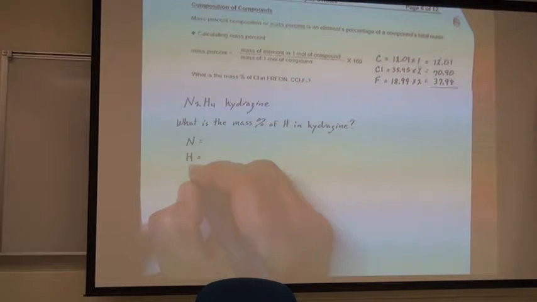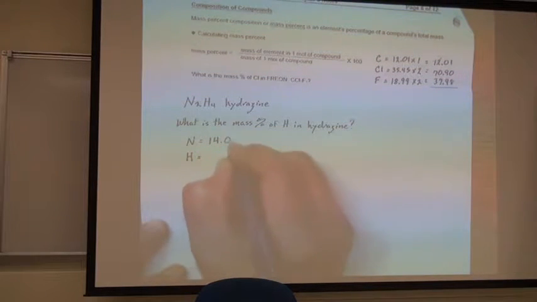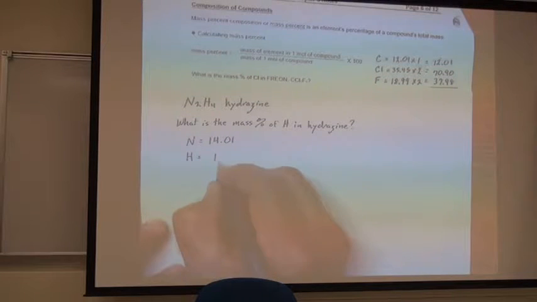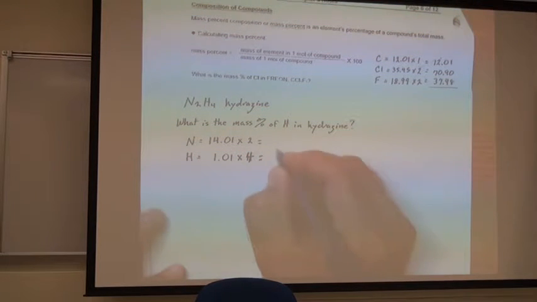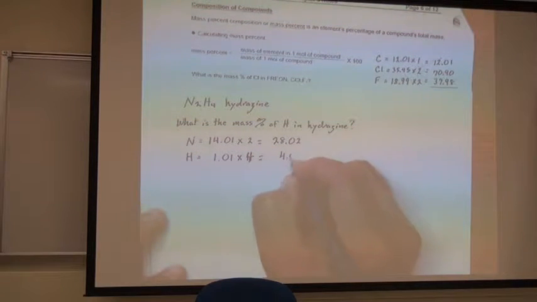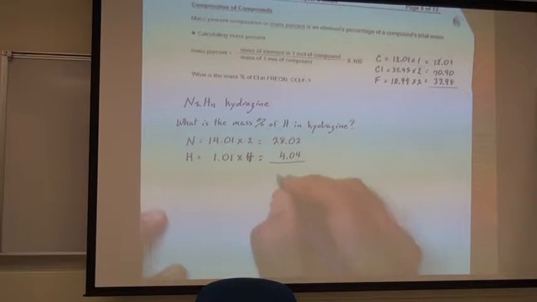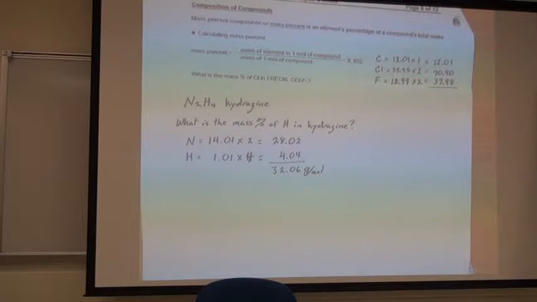Okay, what is the atomic mass of nitrogen? 14.01. And hydrogen? 1.01. Okay, and we've got two nitrogens and we've got four hydrogens. Not an H, this is a 4. And so this is 28.02 and this is 4.04. And altogether it is 32.06 grams per mole.